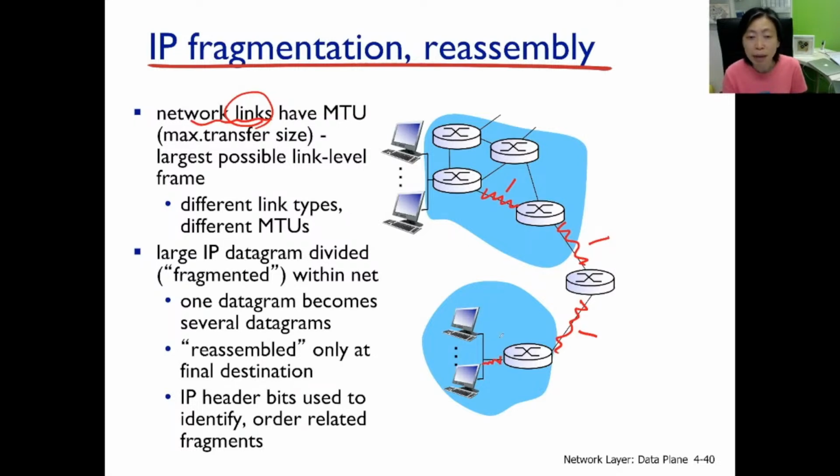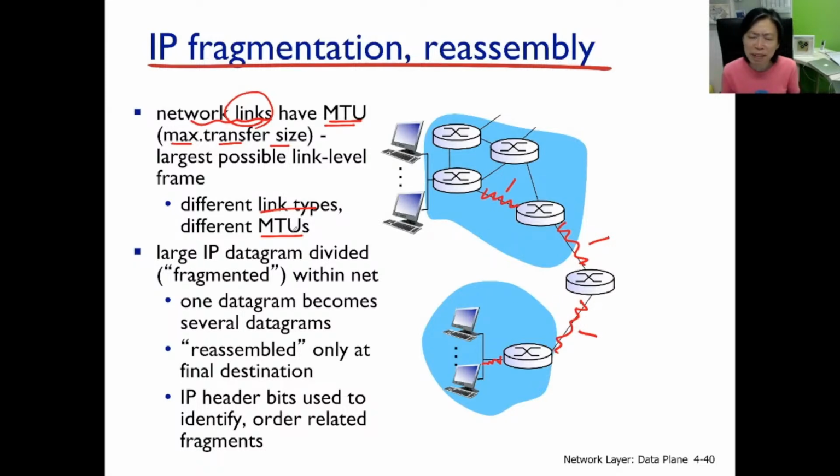So these packets might be going through different link layer technologies, running different link layer protocols. In those protocols, they might have different MTUs defined. This is the maximum transfer size, essentially the maximum packet size at the link layer. So different link types, different MTUs. Some of these MTUs can be smaller than the IP datagram size. In this case, we need to break the IP datagrams into smaller parts before passing on to the link layer.